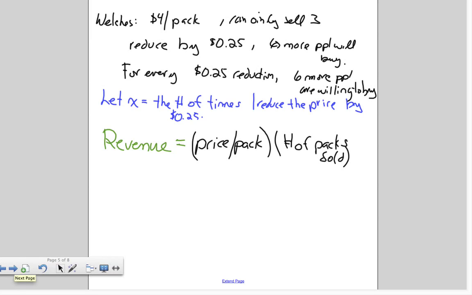Okay? So that's really the equation, the general formula for revenue, right? The price of something and how much I actually sell it for.